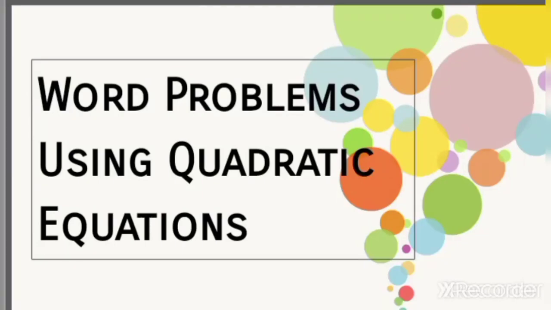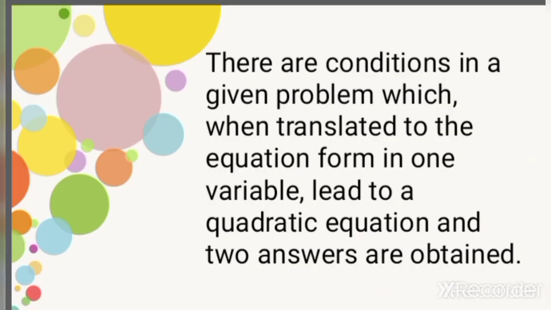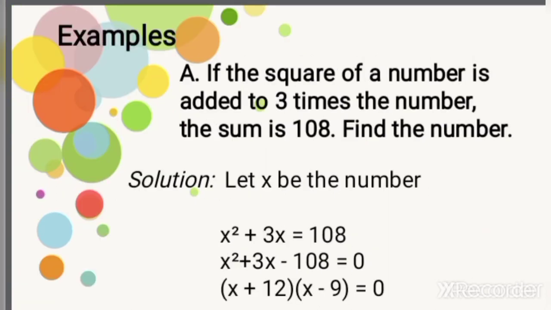Using quadratic equations. There are conditions in a given problem which, when translated to equation form in one variable, lead to a quadratic equation and two answers are obtained. Example: if the square of a number is added to 3 times the number, the sum is 108. Find the number. Let x be the number. So we have x squared plus 3x equals 108.